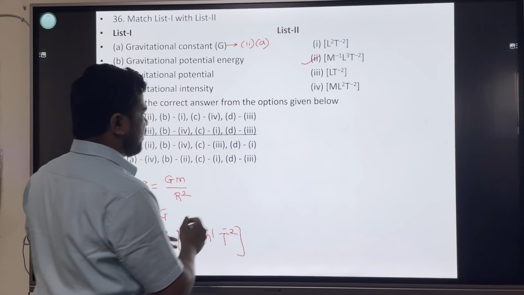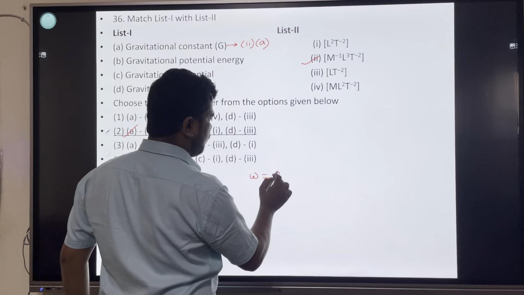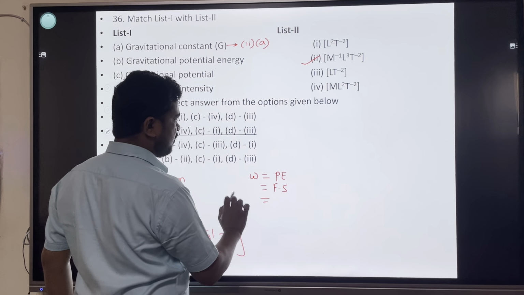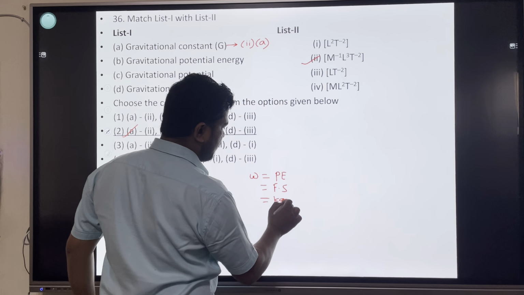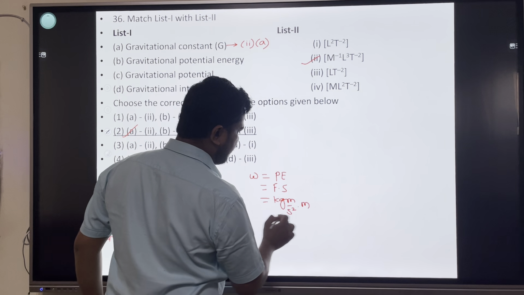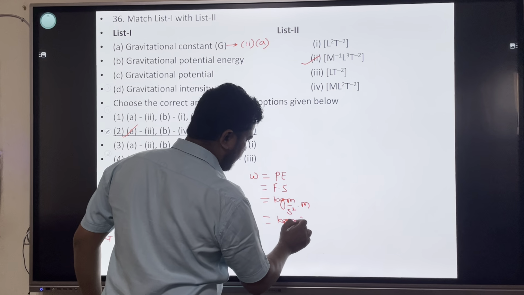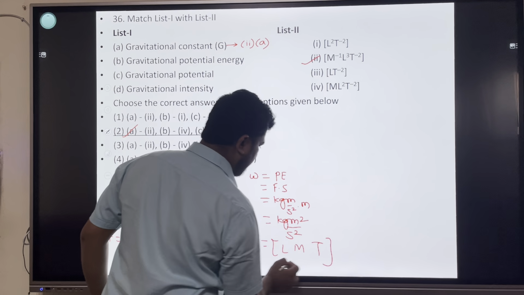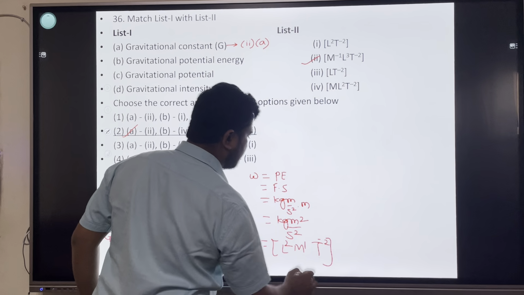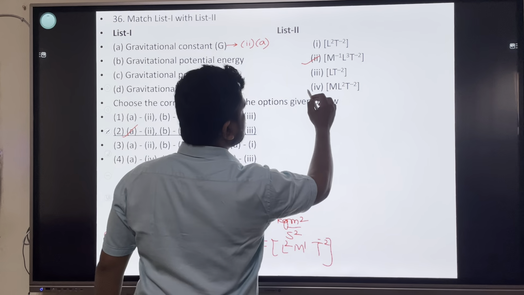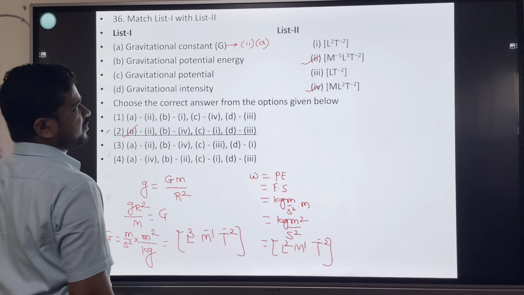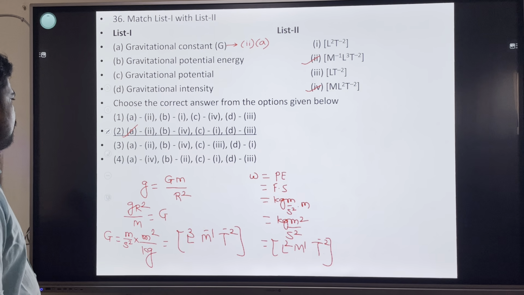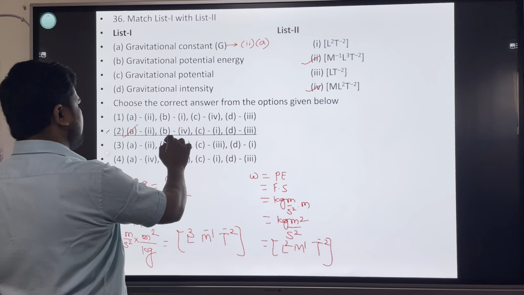Gravitational potential energy. Potential energy means work done. Potential energy is equal to force into displacement, work. Force is kg meter per second square, displacement meter. kg meter square per second square, length 2 mass 1 time minus 2. Fourth one B.